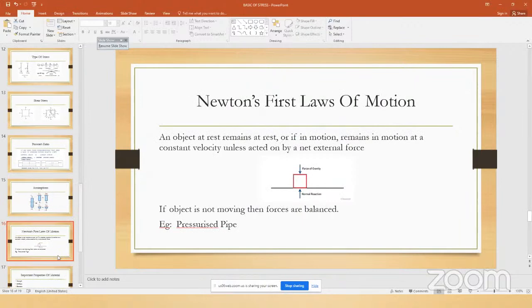So Newton's first law, we already know that when the object is without any forces, the object is in the rest condition. Newton's first law says the object at rest remains at rest, and motion remains at constant velocity unless acted on by a net external force. Likewise, if you see a pressurized pipe and some external force like vibration happens, Newton's law will be applicable. So the example is a pressurized pipe.